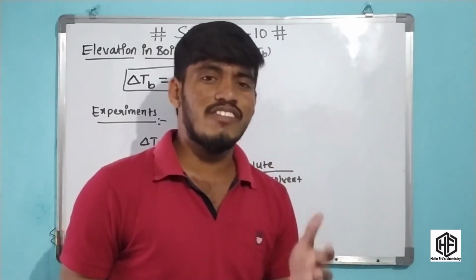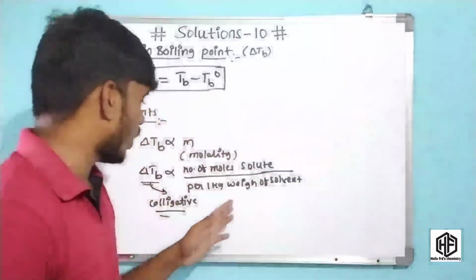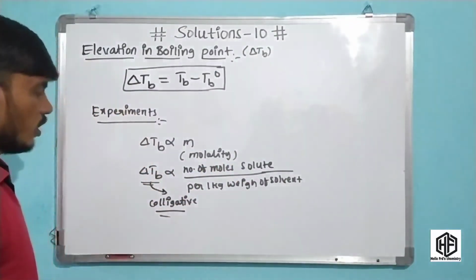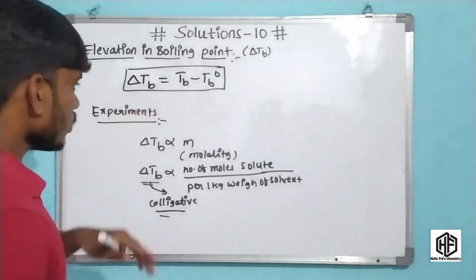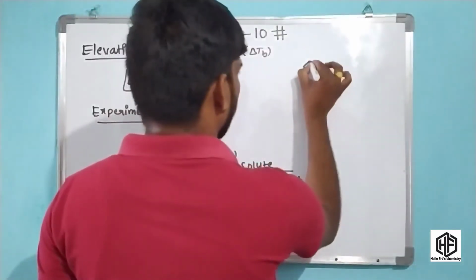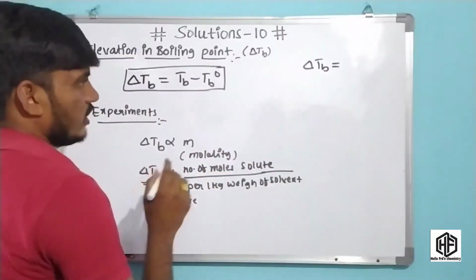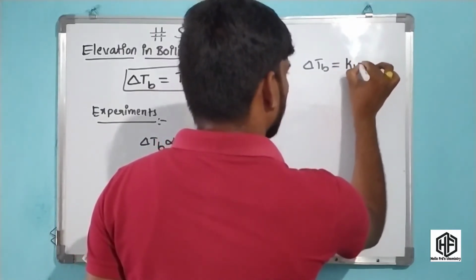It means the elevation in boiling point, delta Tb, is directly proportional to the number of moles of solute. This is confirmed in experiments. Okay friends, these are colligative properties. Now another important formula: delta Tb is equal to Kb into molarity.